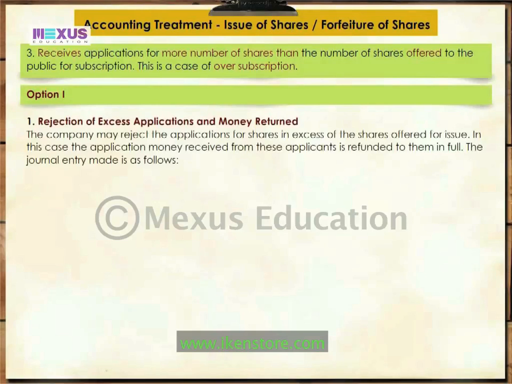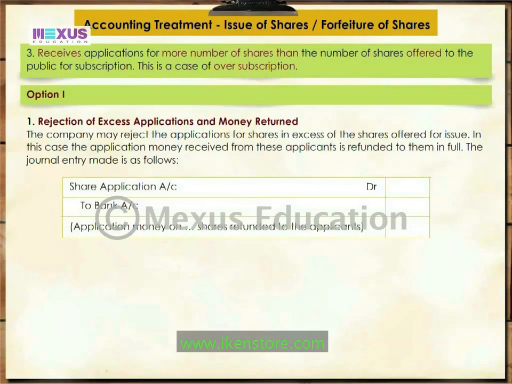Option 1. Rejection of excess applications and money returned. The company may reject the applications of shares in excess of the shares offered for issue. In this case, the application money received from these applicants is refunded to them in full. The journal entry made is as follows: share application account debit to bank account, application money on shares refunded to the applicants.